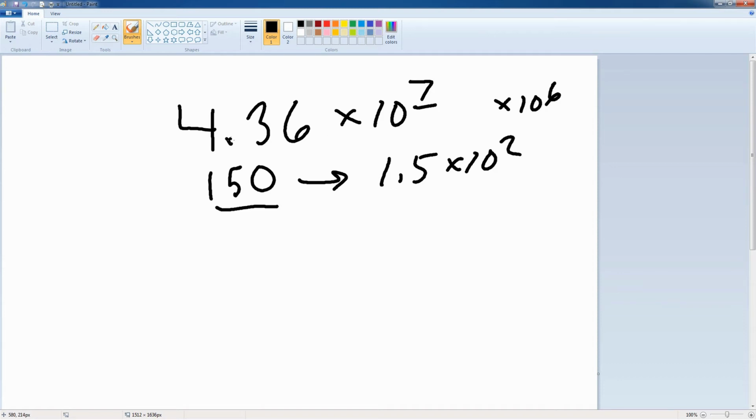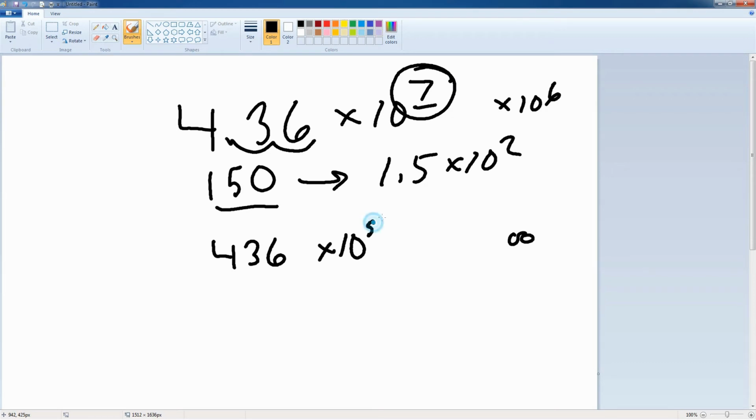Well, what happens if I simply changed 4.36 to 436? Am I allowed to do that? Sure. Where did I get times 10 times 100? I needed 2 zeros to do that. Where did I get them from? Well, I got them off of this exponent. So I borrowed them and I'm left with 5. That's perfectly valid.